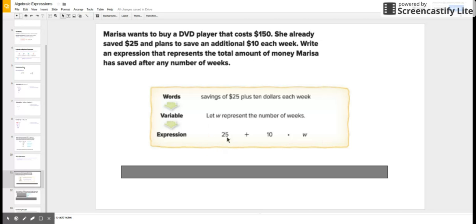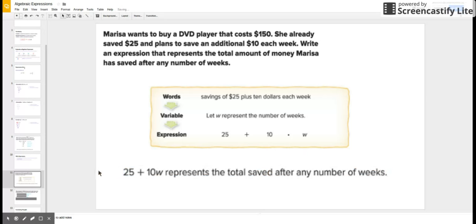So this is how much she saved, $25. She plans to save an additional $10 each week. So $10 times the number of weeks. So 25 plus 10W represents the total saved after any number of weeks.